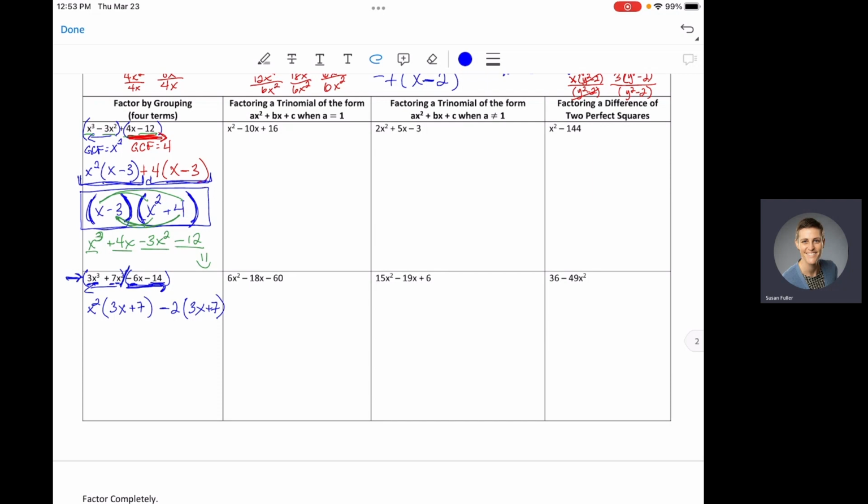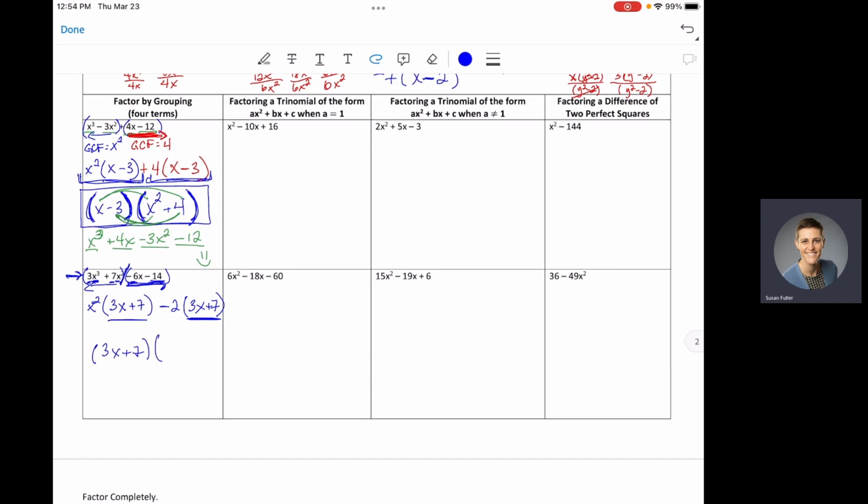So we've taken our greatest common factor out of each of our groupings, and notice we have a matching factor here. We can factor that out, and we'll get 3x plus 7 here and start our parentheses. When we take a 3x plus 7 out of this first term, we're going to have an x squared left. And when we take a 3x plus 7 out of the second piece, we're going to have a negative 2 left.